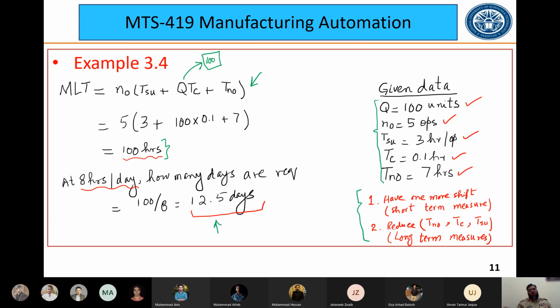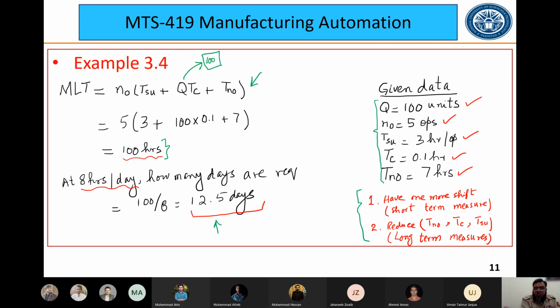So there can be, let's see, if you are asked how you can decrease the manufacturing lead time, what does it mean? It means that you should be able to make 100 parts in less than 12.5 days. So what would be the measures, or what would be your actions as a production engineer?